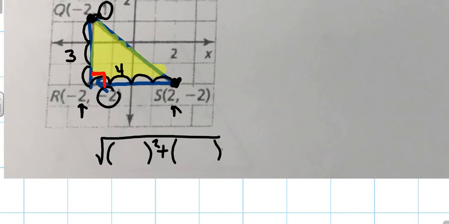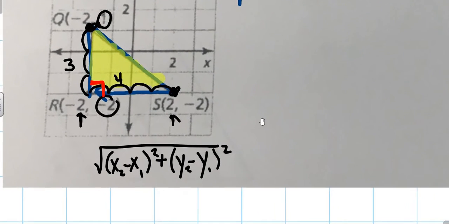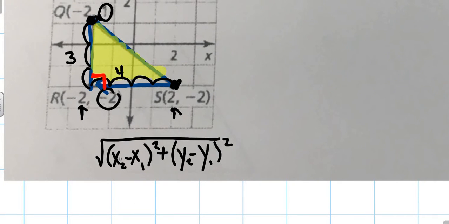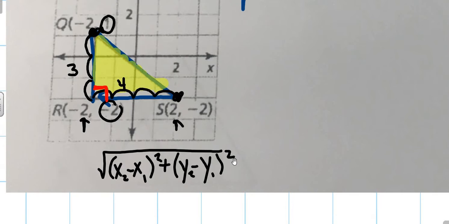The second point minus the first point x squared, the second y point minus the first y point squared. So in this case, usually we read graphs from left to right, just like you read the English language. It really doesn't matter which one's second and first. What does matter is the direction you start, you finish. Let me show you what I mean.